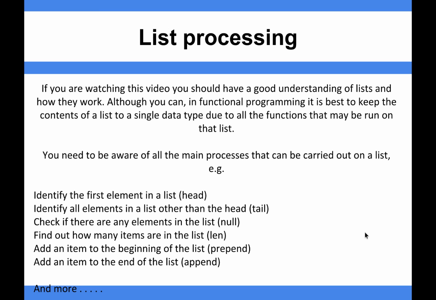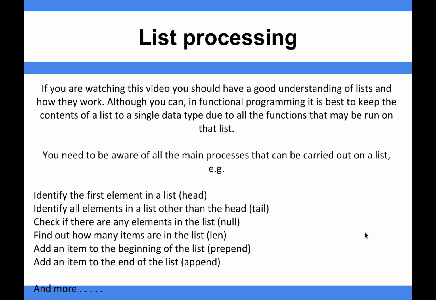Okay, list processing. So by now you should have a good understanding of lists. In functional programming, although you can do it differently, it's good practice to keep the contents of a list to a single data type. So have it all integers, all strings, whatever. It's due to the fact that you're going to use these as inputs for other functions, and it gives a consistent application to how it's going to be run.